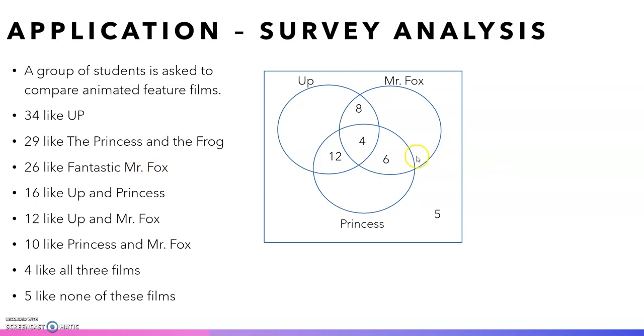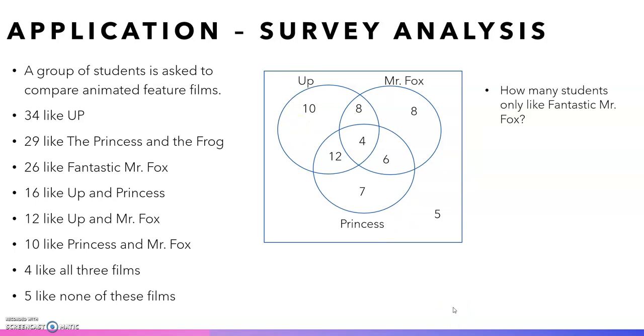26 like The Fantastic Mr. Fox. That is 8, 4, and 6, which is 18. We need another 8 for just The Fantastic Mr. Fox. 29 like The Princess and the Frog. We've already included 12, 4, and 6. We need another 7 for The Princess and the Frog. 34 like Up. We have already included 24, so we need 10 more for Up.